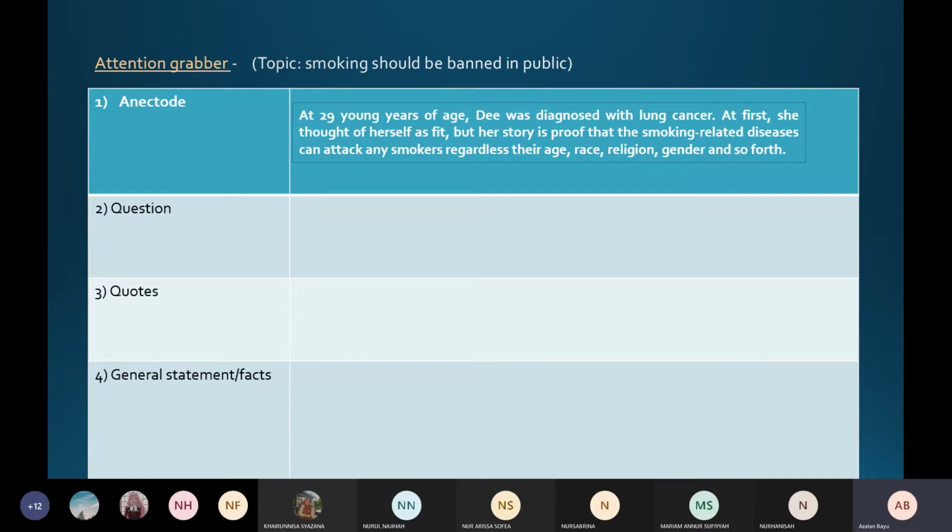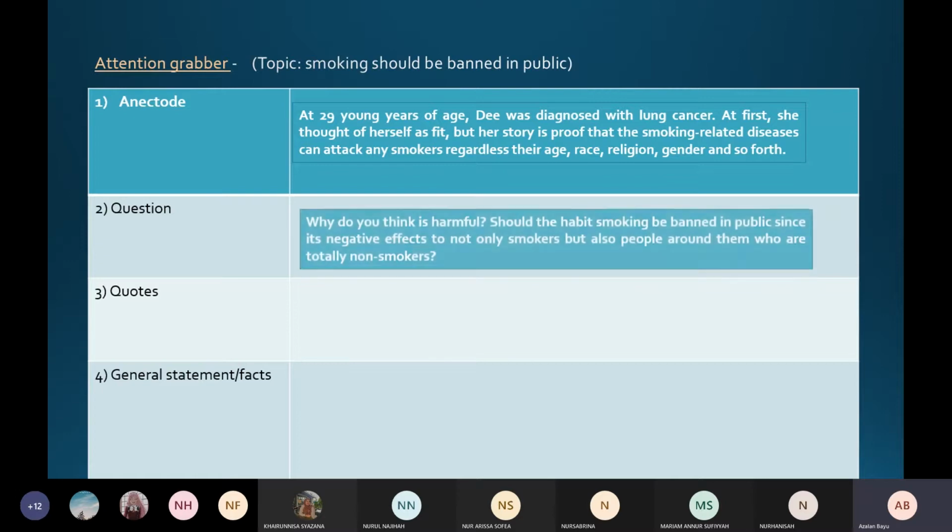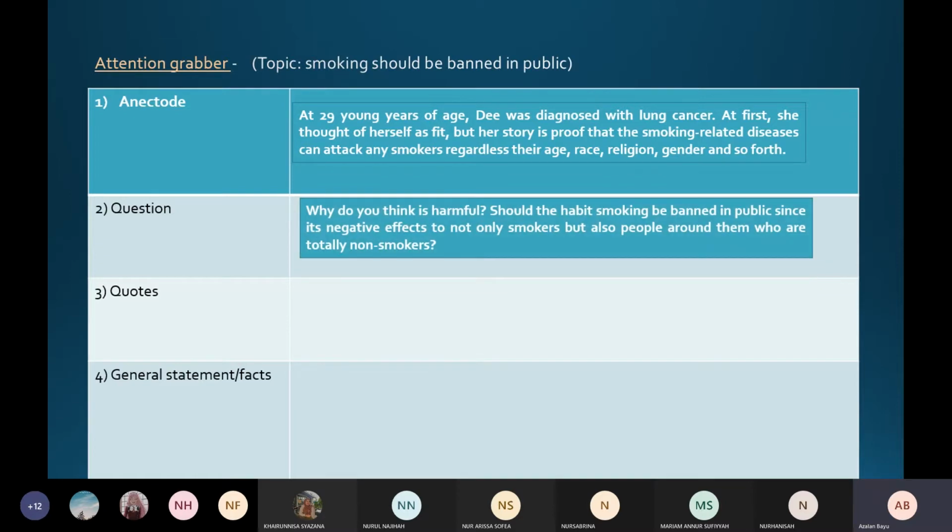Okay, yang banyak. Kadang-kadang you boleh guna question. This is the easiest way to start the essay. Okay, topic smoking. Why do you think it's harmful? Should be habit smoking be banned in public since its negative effect to not only smokers but also people around them who are totally not smokers? Panjang punya sentence. Tapi sentence tu kenalah menarik perhatian orang untuk membaca. Okay, so you can use question, maybe 1 to 2 question.